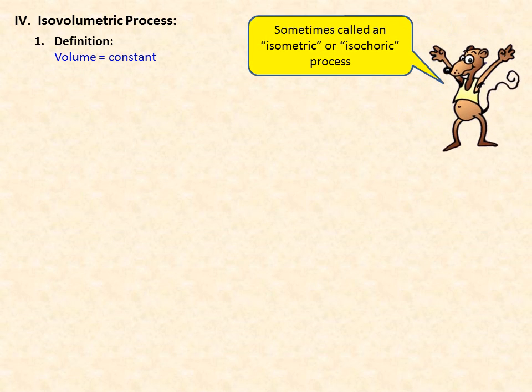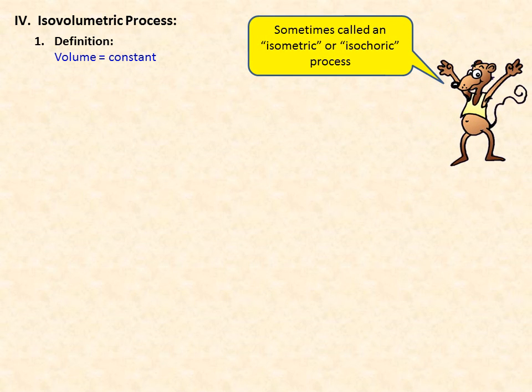Alright, so the last of the four thermodynamic processes we'll talk about is what we call an isovolumetric process, and as the name would suggest, this is a process that takes place at a constant volume. So Roadkill the lab rat tells us here that sometimes an isovolumetric process is referred to as an isometric process, or sometimes as an isochoric process.